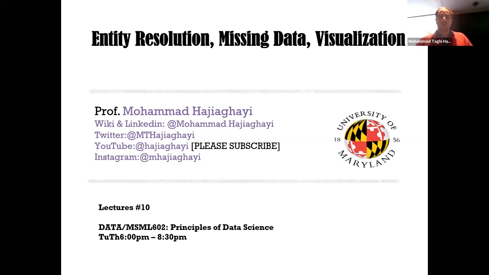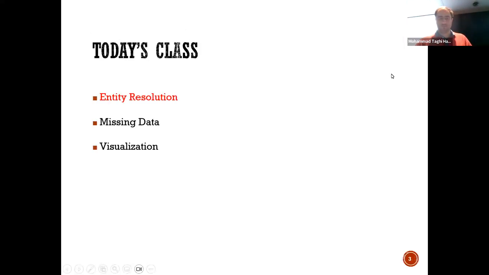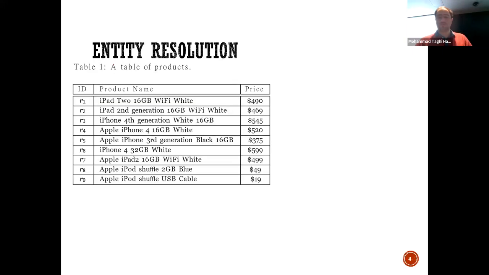Good. So these are the three things that we are talking about: entity resolution, missing data, and visualizations. So for entity resolution, say you have a table of products and you want to find those items which are the same entities. This is called entity resolution. One application of entity resolution is to dedupe, or deduplication. It means that if there is a duplication, you want to remove it, or you may want to merge it.